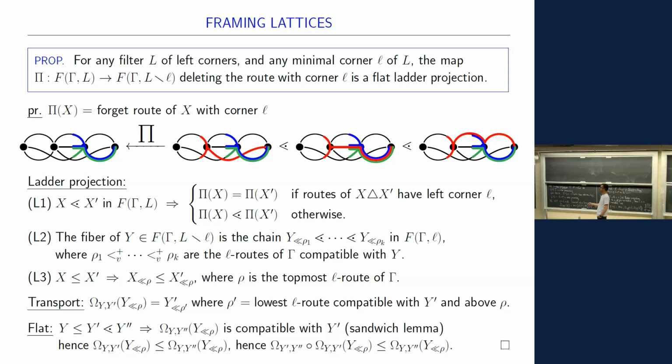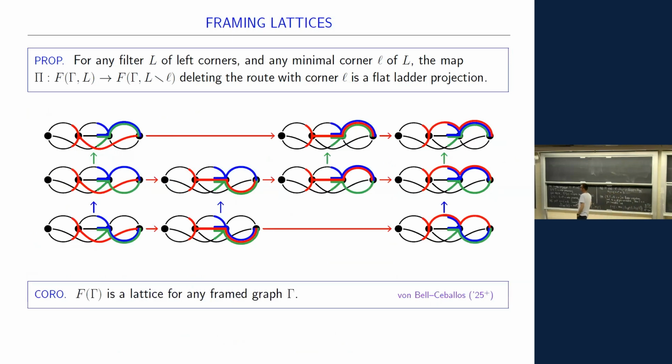The main part of the fact that it's a ladder projection is that the fiber is a chain. The reason is because the roots, the L roots, which are compatible with a given L minus L clique, are totally ordered at that vertex. Okay, so this is a chain, and the transport is essentially an upper L. So transport you can define, and the proof that it is flat is literally 10 lines. I cheated here a little bit because I did not include the sandwich lemma. Okay, but it's really something easy to do. And in particular, by induction, we proved that the framing lattice of any framed graph is a lattice.